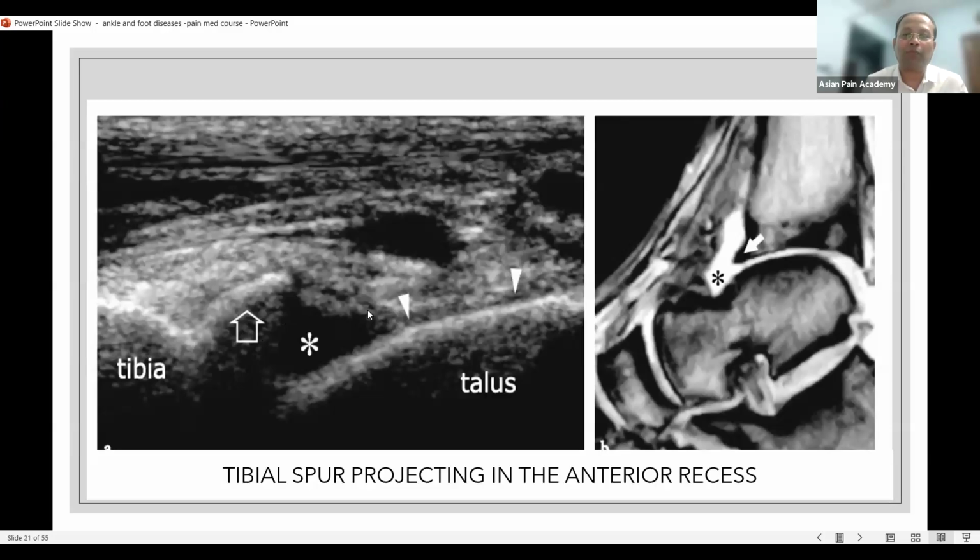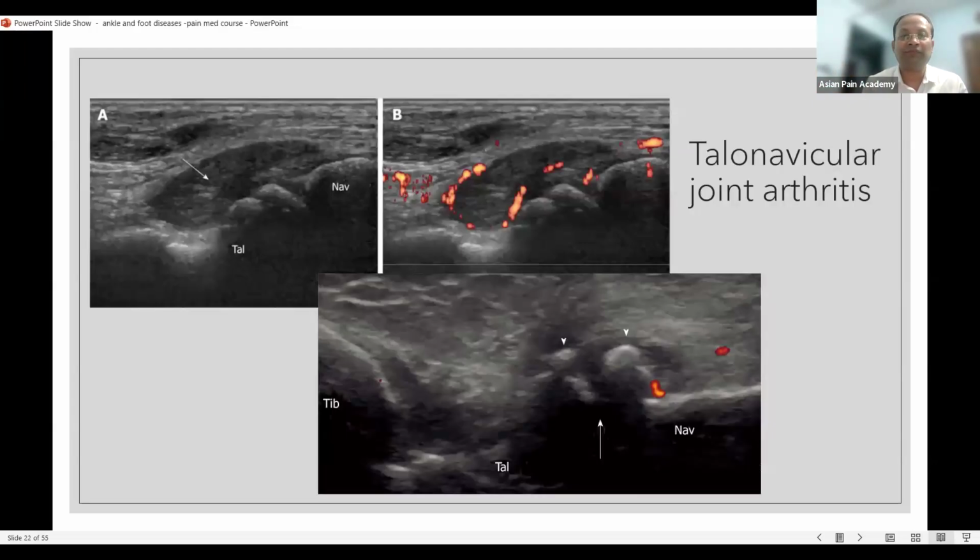This is the tibial spur projecting in the anterior recess. Whenever you are seeing an arthritis, you will of course check whether there is effusion, whether the joint margins are normal or irregular, whether an osteophyte or spur has formed, and in the effusion whether there is synovial hypertrophy or not. These things are common, and we will see them in each arthritis.